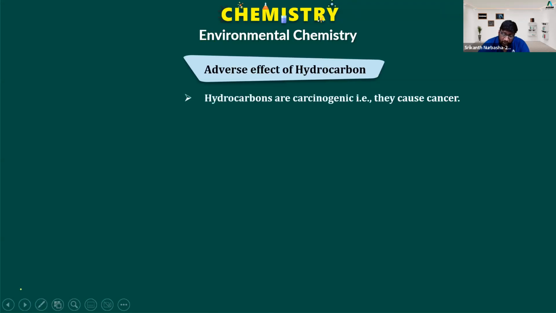Adverse effects of hydrocarbons: hydrocarbons are carcinogenic. That means they are cancer causing agents; because of them, cancer can be caused. And what are the other effects of hydrocarbons? Shedding of leaves: the plant leaves are going to be damaged.